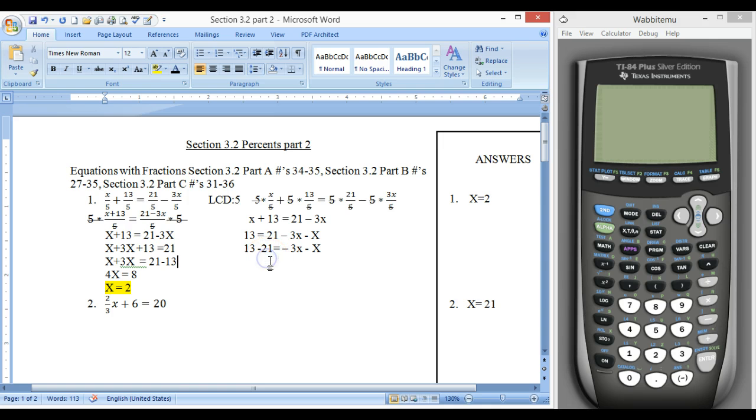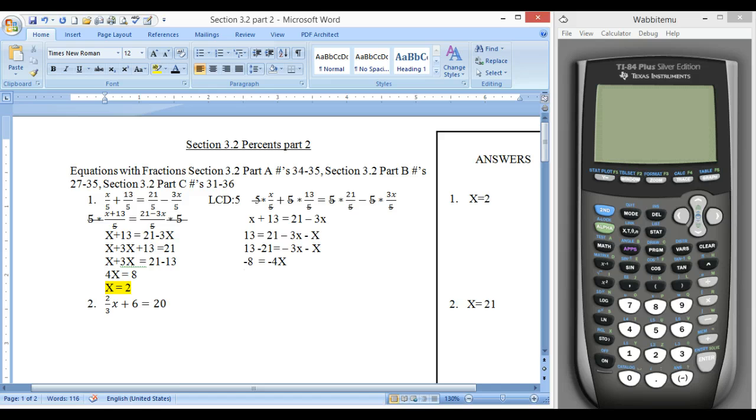All right, so now here on the left-hand side, 13 minus 21 gives me negative 8. And on the right-hand side, negative 3 minus x gives me a negative 4x. And in this case, I divide both sides by negative 4.